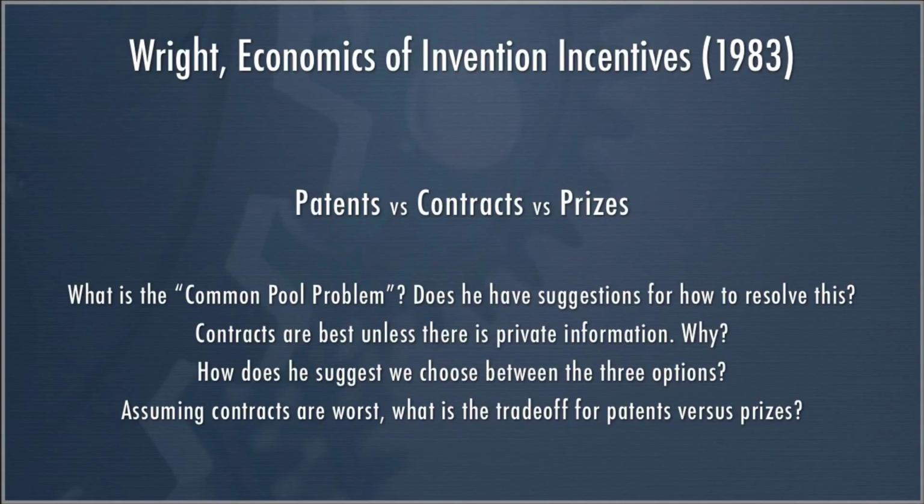I mean, what are the parameters of his solution, his results? He has a graph which offers some examples of that, and sort of sorting through his results on that graph is a useful exercise, I think. And then, assuming contracts are worst, then what's the trade-off that he finds for patents versus prizes, right? How do we choose between those two systems, and what is it that's different about patents and prizes versus contracts, right? So those are the things I'd like you to get out of the Wright paper when you're reading.